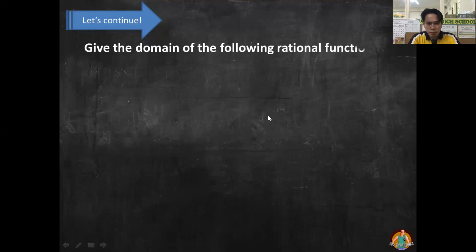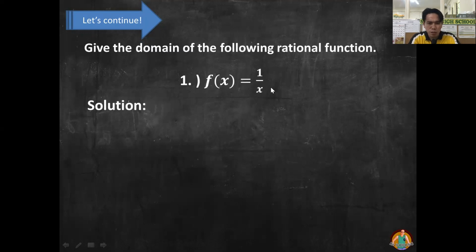Give the domain of the following rational function. Number 1, f of x is equal to 1 over x. Okay, so our numerator is 1 and our denominator is x, or our n of x is 1 and our d of x is x. Okay, so solution. Ano nga ibig sabihin ng domain natin? That all values of x that will not make the denominator 0. So ano yung denominator natin sa ating problem? Yung denominator natin is x.